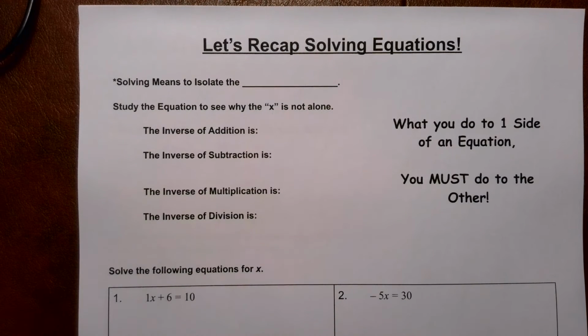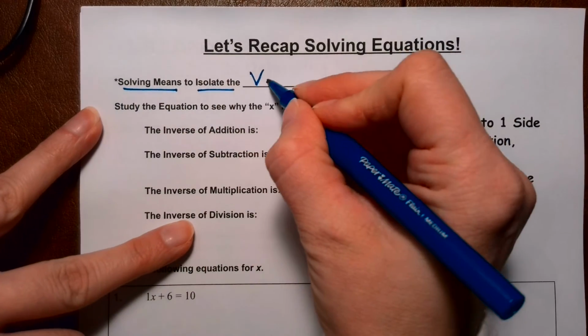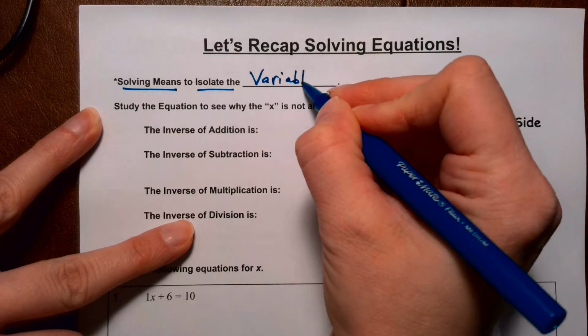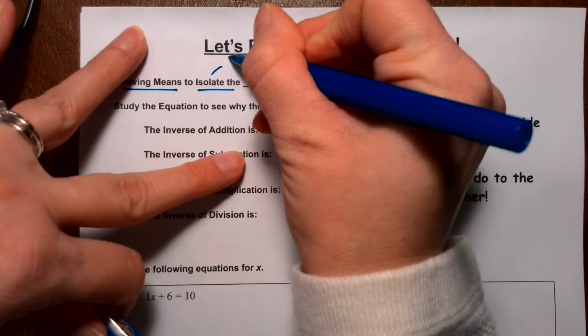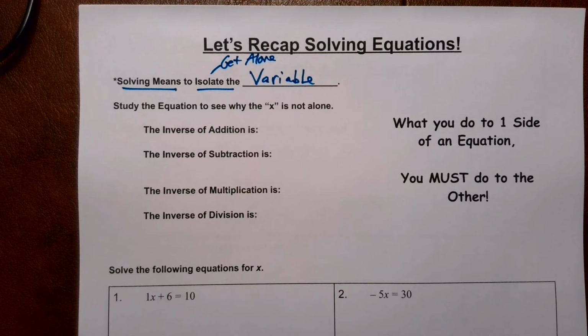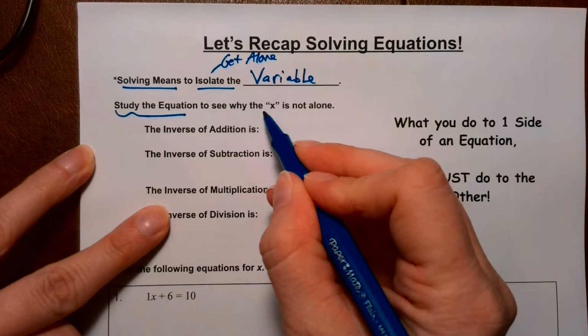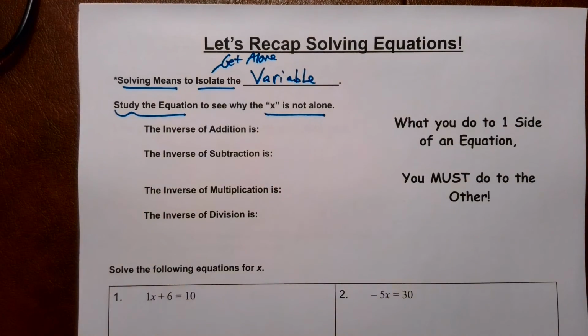Okay, Math 1, let's recap solving equations. Solving means to isolate the variable, and isolate means that you're going to get it alone. We have to get the variable alone, so what we have to do is study the equation to see why the x is not alone.